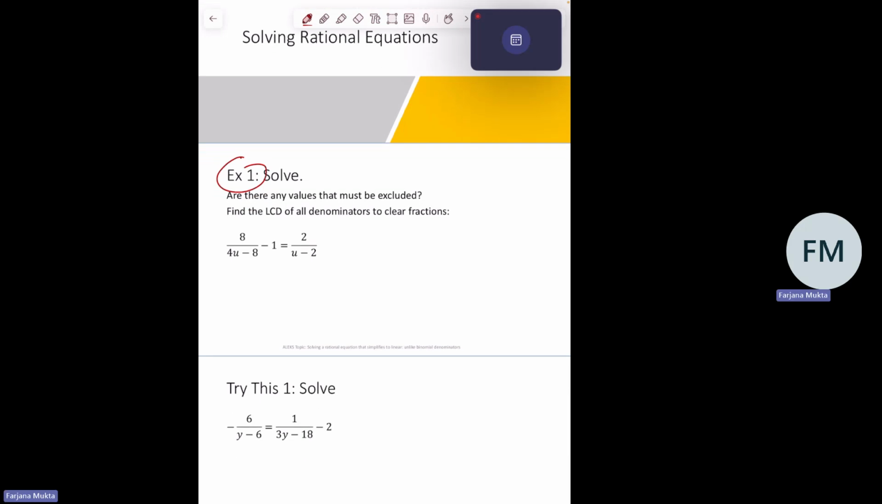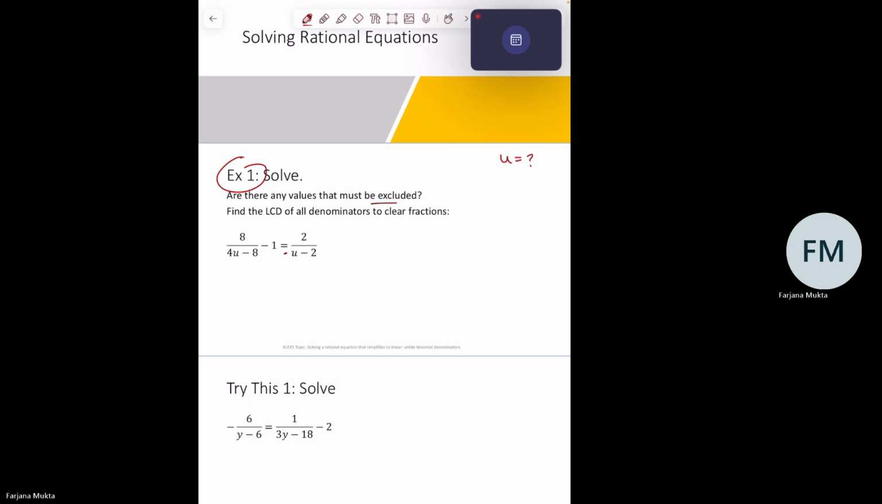So we are trying to solve this rational equation. Notice that this is a rational equation. We have an equal sign in between, right? So what we'll do, there's a question, as you can see: are there any values that must be excluded? We'll talk about that later. But let's try to solve this equation first, which means you're trying to find some solution of the variable u.